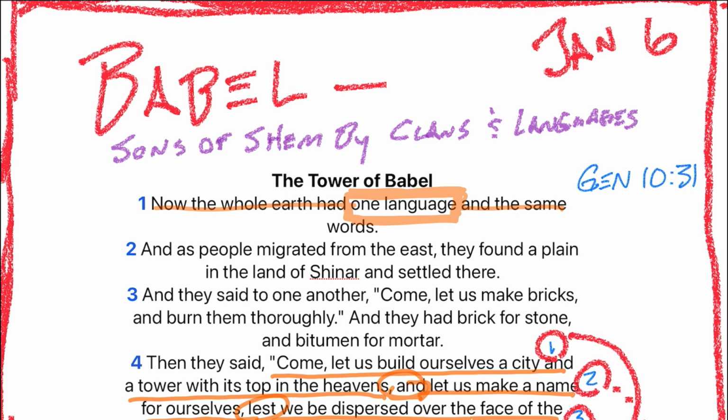Now this does not cause a problem for us if we start in Genesis 11:1, but if you've been reading the Bible all the way through, you may have noticed in Genesis 10:31, 2 verses earlier, that it says, "These are the sons of Shem by their clans and by their languages." So 2 verses earlier, it indicates that the clans of Shem have languages, and now 2 verses later, it's going to tell us the whole earth had one language and one word. How do we answer that? How does that work? And people will say, see, the Bible has contradictions. It does not have contradictions.